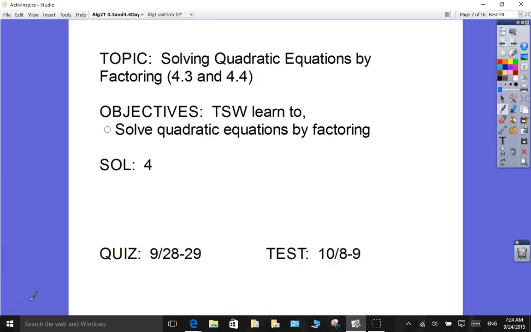And there will be another quiz in the chapter, and it'll also have some factoring in there too. Just because factoring is that important. We need to hit it a bunch of times to make sure we get it.